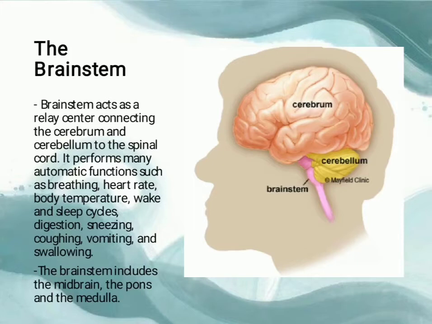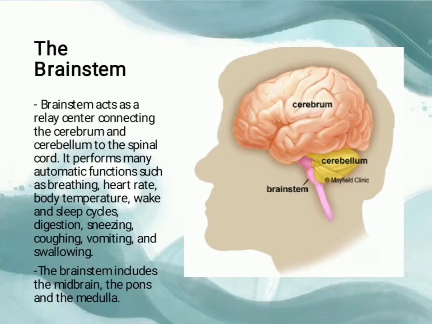The brainstem acts as a relay center connecting the cerebrum and cerebellum to the spinal cord. It performs many automatic functions such as breathing, heart rate, body temperature, wake and sleep cycles, digestion, sneezing, coughing, vomiting, and swallowing. The brainstem also has 3 main parts, which are the midbrain, the pons, and the medulla.